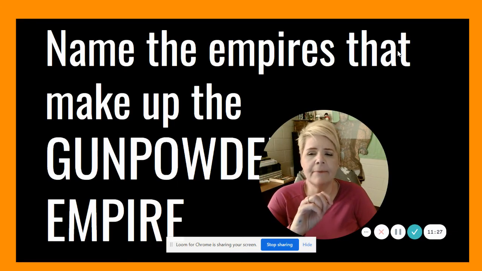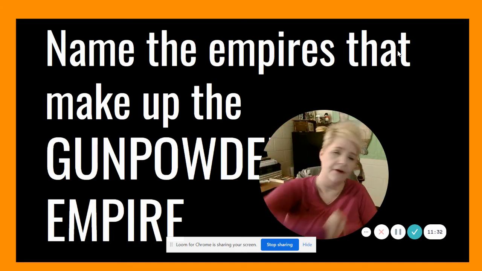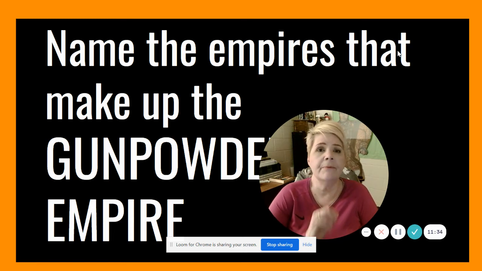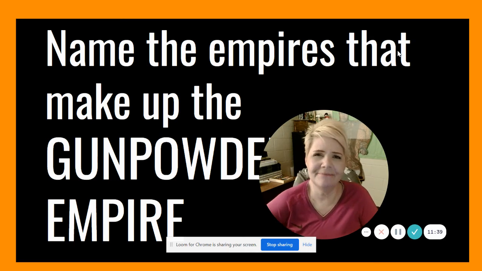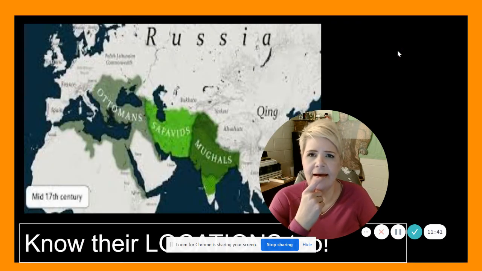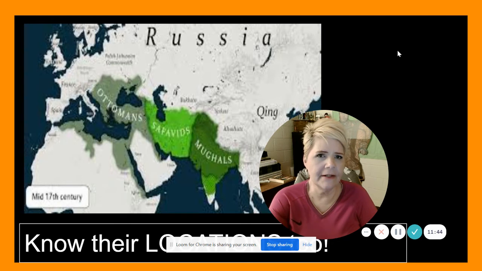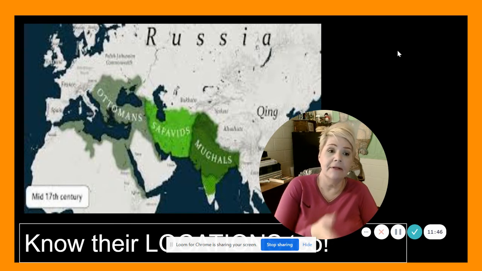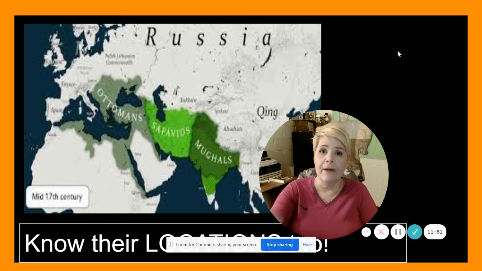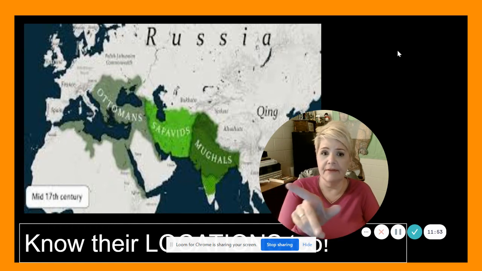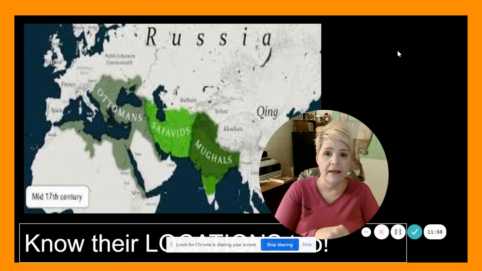Name the empires that make up the gunpowder empires. This is kind of redundant from the definition of gunpowder empires, but please remember the Ottoman, Safavid, and Mughal empires. Now, you also need to know where they're located. On the test, there's going to be a map, and it's going to have one of them highlighted. So you're going to have to remember where on the map they are located. If you see that over there, you can see the map. You have the Ottoman, Safavid, and the Mughal empires.